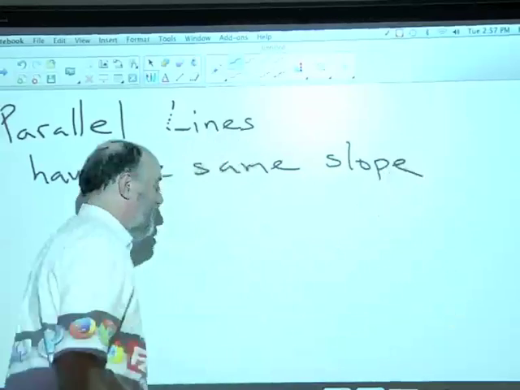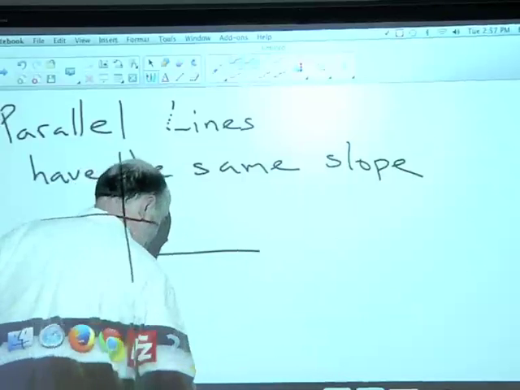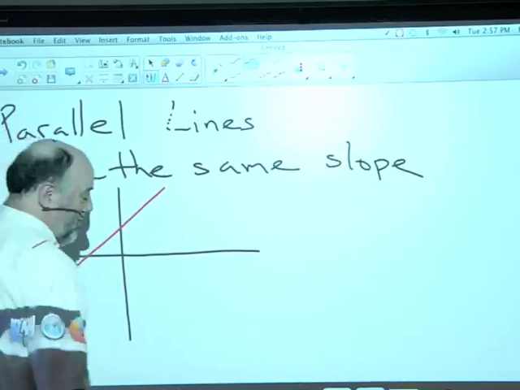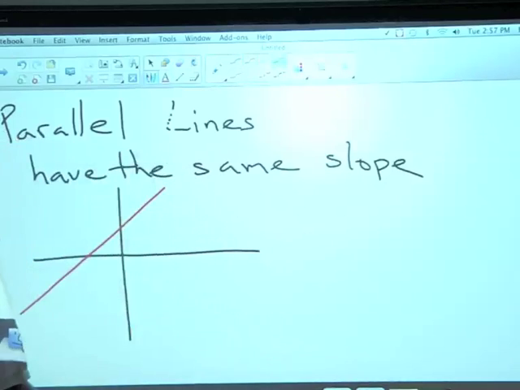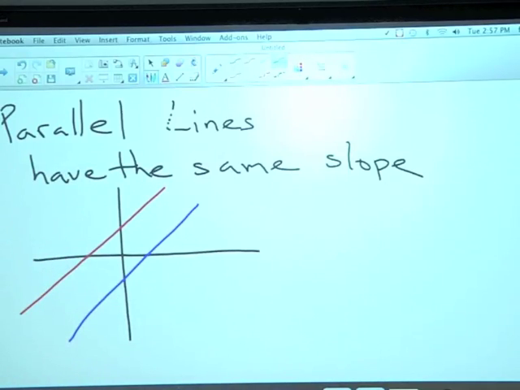Okay? So for example, if I draw a graph, I got my red line, looks like that. I draw another line that looks something like that. Give or take my drawing ability, those lines are parallel. Okay? They have the same slope. So we get to a question then that looks like this.